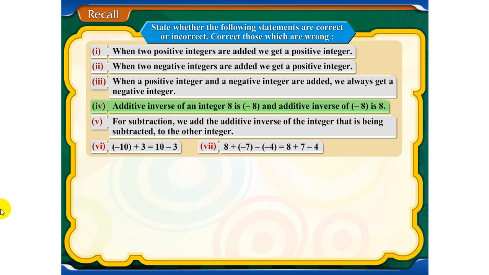4. The additive inverse of the integer 8 is negative 8, and the additive inverse of negative 8 is 8. 5. For subtraction, we add the additive inverse of the integer that is being subtracted to the other integer. 6. Negative 10 plus 3 is equal to 10 minus 3. 7. 8 plus negative 7 minus negative 4 is equal to 8 plus 7 minus 4.